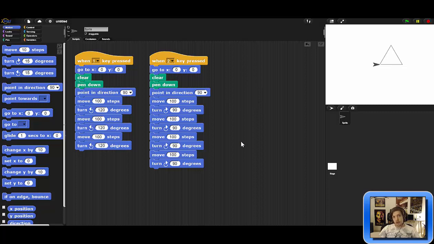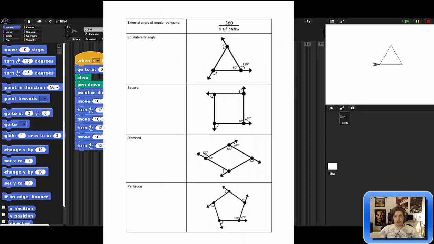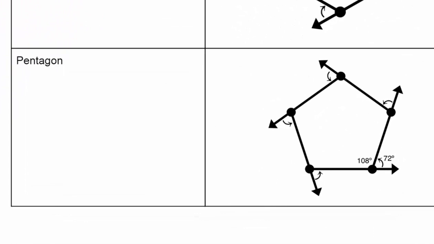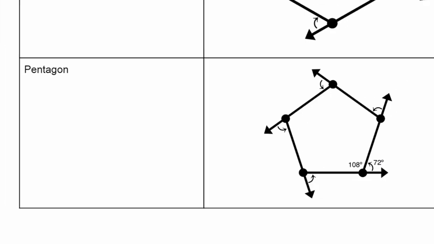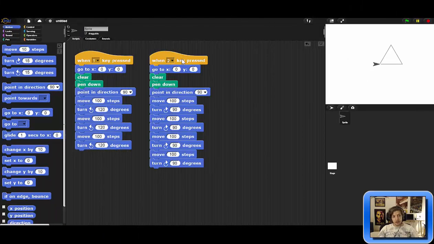For the pentagon, let's look at the chart real quick to figure out what the angle is going to be. As I mentioned in the previous part, we are going to use this outer angle in order to figure out how much we need to turn our sprite. So we're going to walk, and then we're going to turn by the outer angle. Looking at this chart, we see that 72 degrees is how much we want to turn in order to properly make a pentagon.